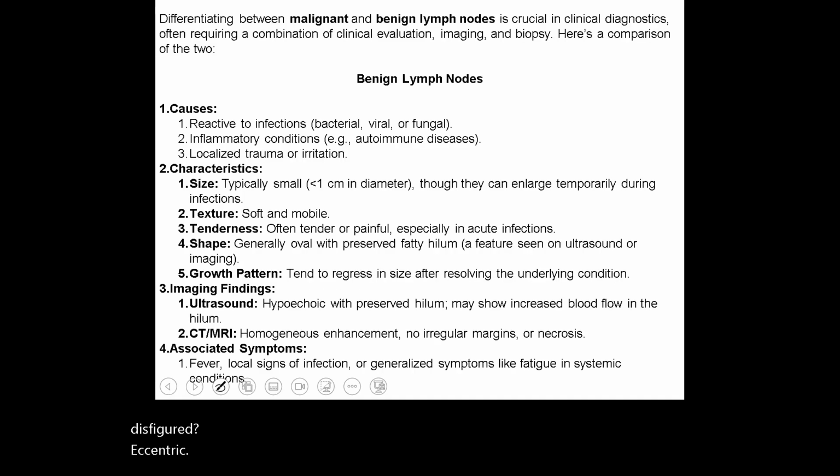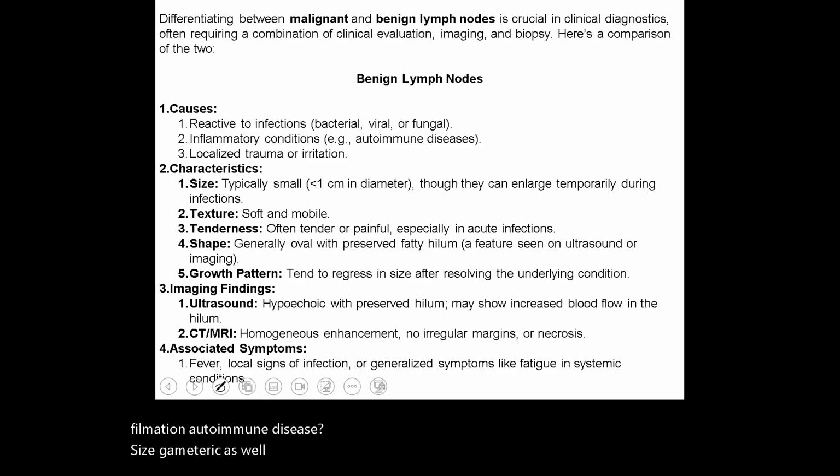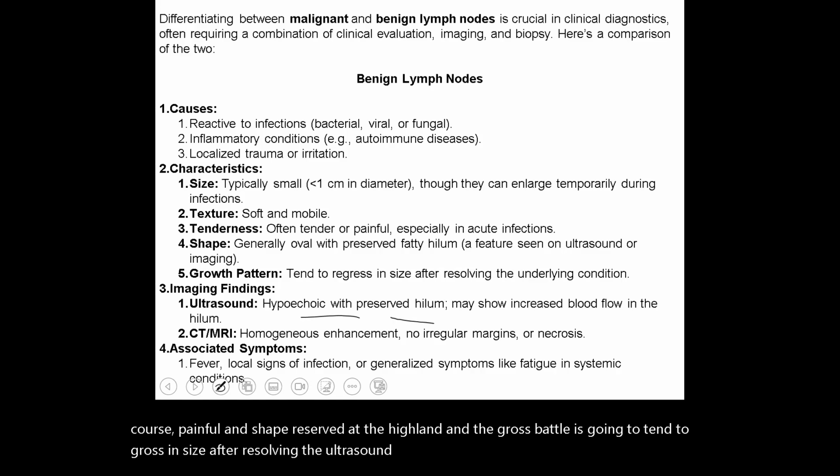Benign versus malignant. What are the causes for benign? Reactive, like infection, inflammation, or autoimmune disease. Size is typically smaller than 1 centimeter. Texture is soft. It is going to be tender, of course painful, and the shape and hilum are preserved. The growth pattern tends to be growing in size and then resolving. On ultrasound, it is hypoechoic with a preserved hilum, and you can see the blood vessel going through.